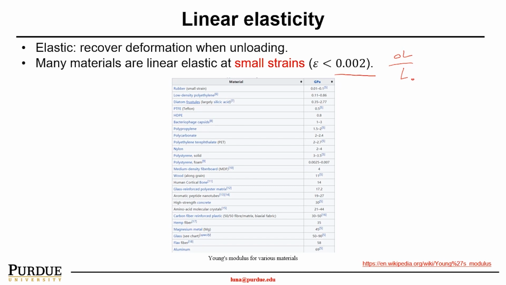As shown here, most materials have very small strain. And as we have been showing the Young's modulus for various materials, as you can see, the metal has a drastically higher modulus, and the rubber has a very small modulus. It means the rubber has a lower ability to resist deformation compared to the metal.